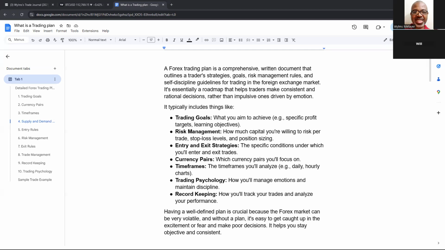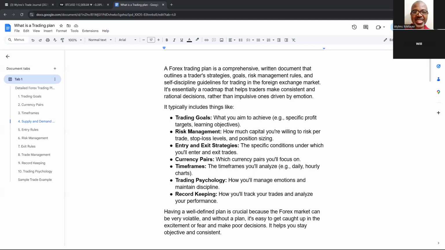It typically includes things like trading goals, or what you aim to achieve, e.g., specific profit targets, learning objectives; risk management, how much capital you're willing to risk per trade, stop loss levels, and position sizing; entry and exit strategies, the specific conditions under which you'll enter and exit trades; currency pairs, which currency pairs you'll focus on; time frames, the time frames you analyze, e.g., daily, hourly charts; trading psychology, how you'll manage emotions and maintain discipline; record keeping, how you'll track your trades and analyze your performance.